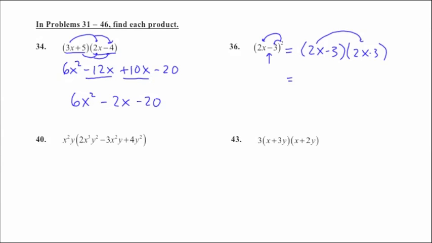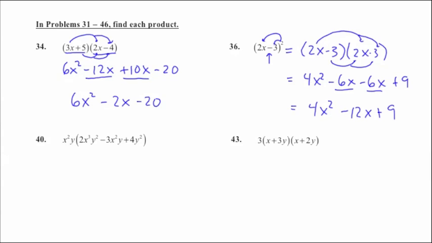So I'll distribute the 2x, which gives me 4x squared. And then 2x times negative 3 will give me negative 6x. Now I'll distribute the negative 3. Negative 3 times positive 2x will give me negative 6x. And then negative 3 times negative 3 will give me positive 9. Last step is to combine our like terms in the center there. 4x squared minus 12x plus 9 is my final simplified answer for 2x minus 3 raised to the second power.